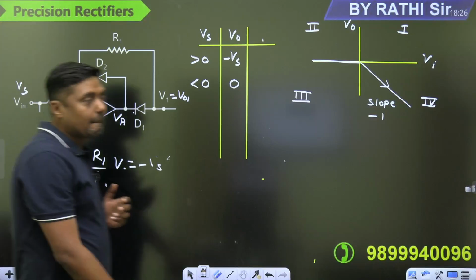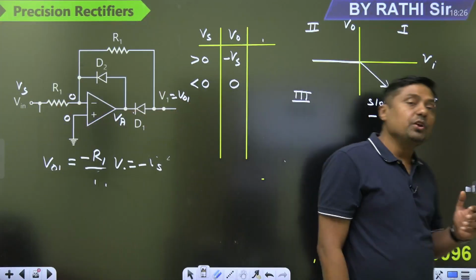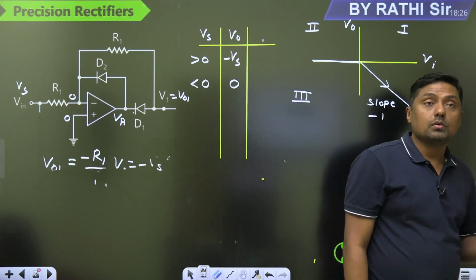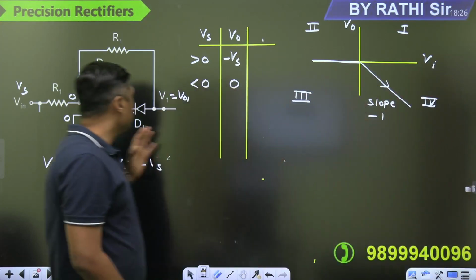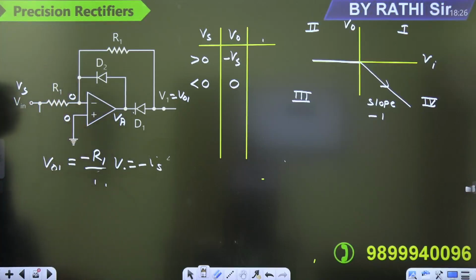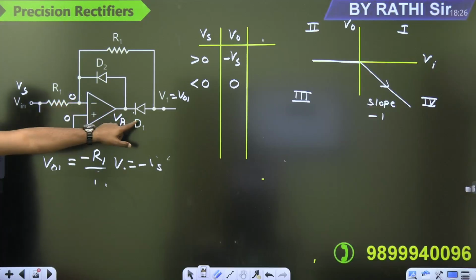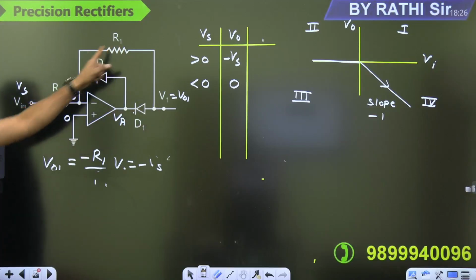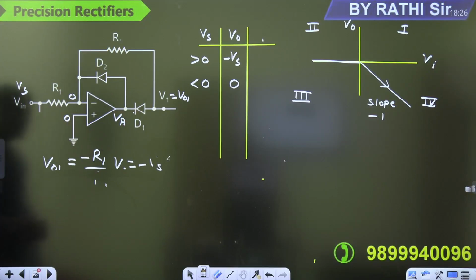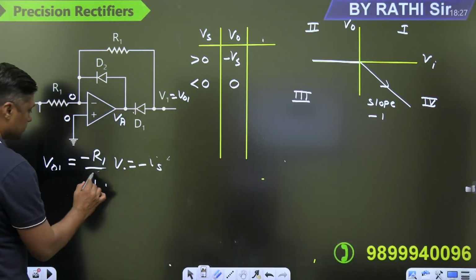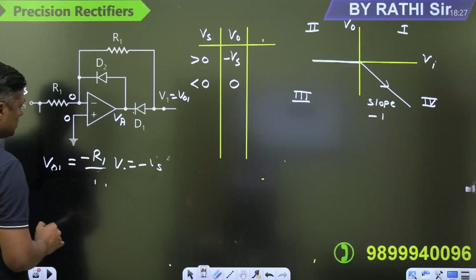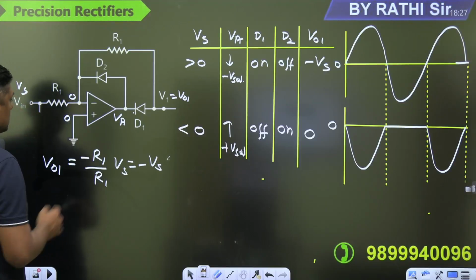Now, inverting summer. Okay, this is clear to you. One portion of the diagram is clear to you. So this is the case, Vs diode. Always remember, when this diode is on, the output will be minus Rf by R1. Right, minus Rf by R1.